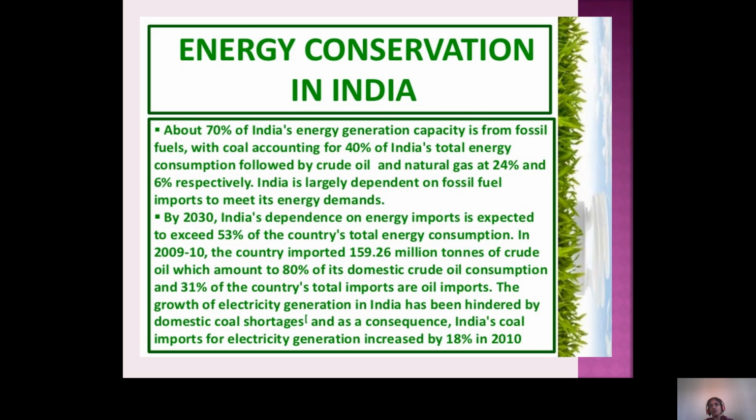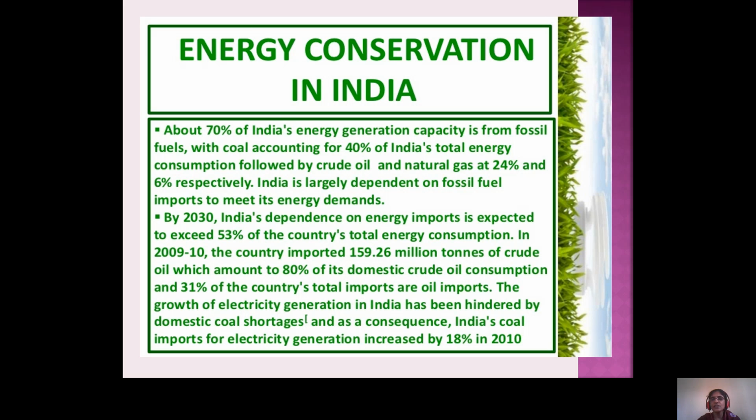So, what is energy conservation in India? Generally, about 80% of Indian energy generation capacity is from fossil fuels. Coal accounts for 40% of India's total energy consumption, and crude oil and natural gas 24% and 6%. So India is totally dependent upon fossil fuels. By 2020, India's dependence on energy imports is expected to exceed 53% of the country's total energy consumption.